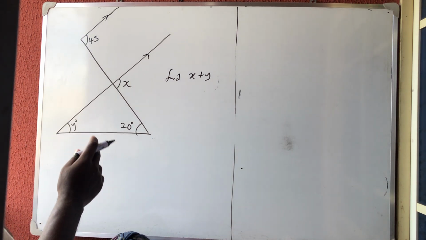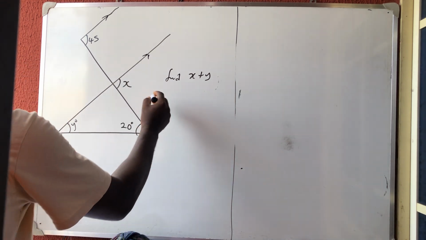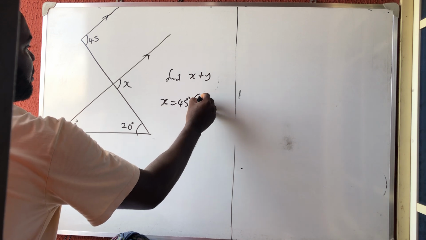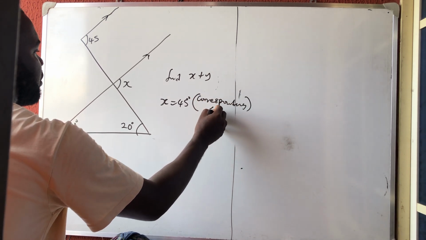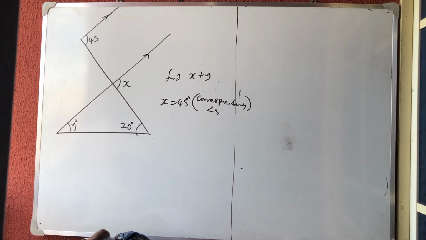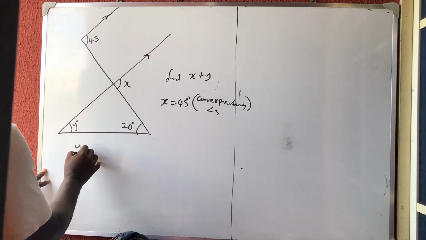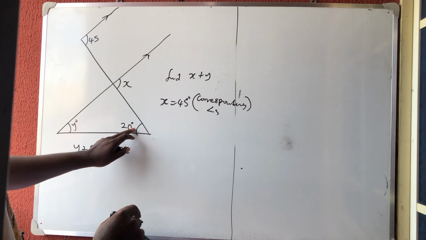What do we call it? Corresponding angles. They are in the same position. Under here, under here. So I can tell them that x is equal to 45 degrees. What's my reason? Corresponding angles. As simple as that. Now, since you have gotten x, do you know that y plus 20 is equal to x? If you add these two, it is equal to this.